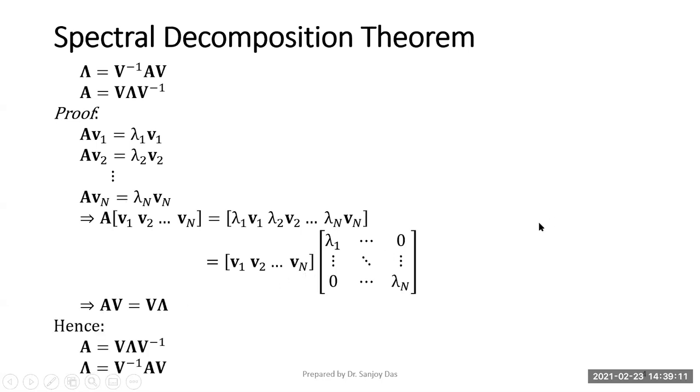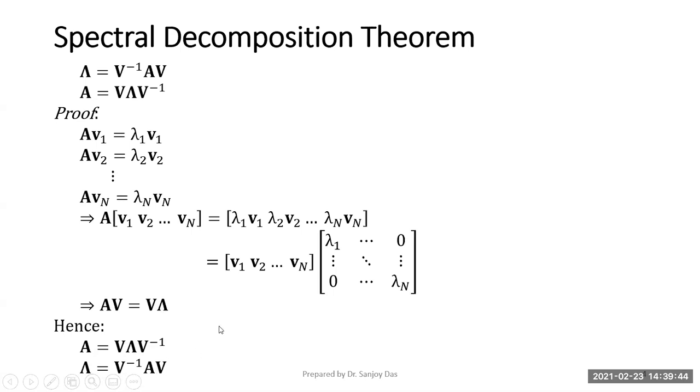Okay? Now, since V is full rank, this leads to both our statements of the spectral decomposition theorem. If we take this and pre-multiply both sides by V inverse, we have V inverse AV equals V inverse V lambda. V inverse V is the identity matrix, so V inverse V lambda is lambda. So just pre-multiplication with V inverse gives us this statement.